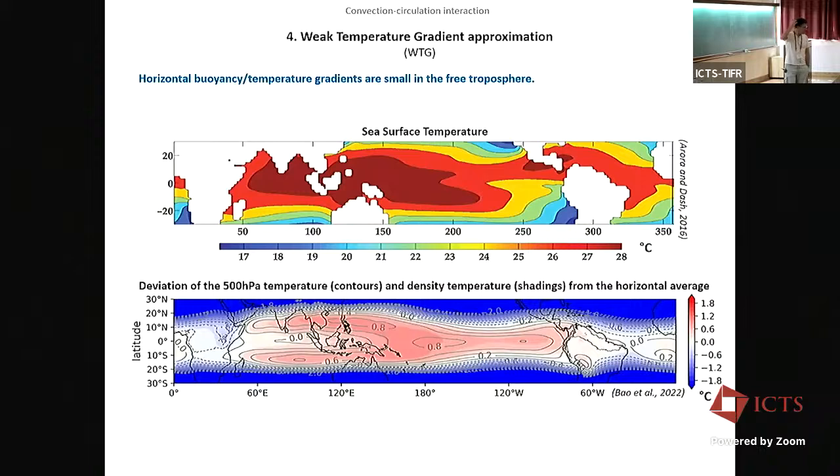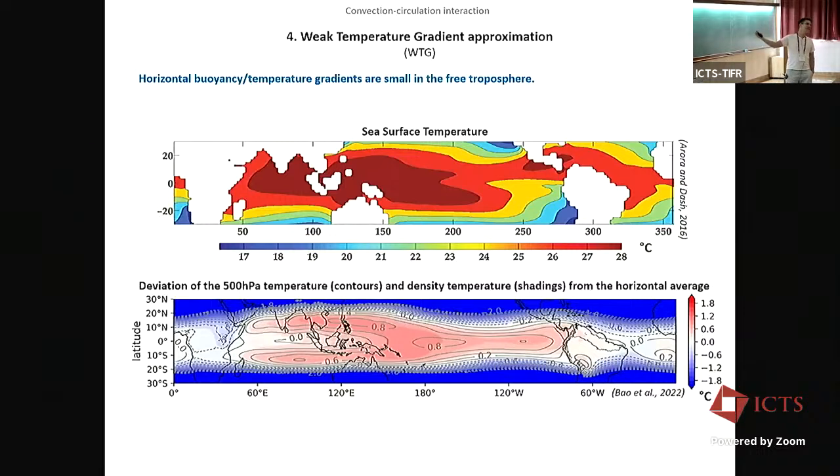The last one, I don't know how I'm doing with time, but I think we're fine, right? Is the weak temperature gradient approximation. So it comes from the idea that the free tropospheric gradients of buoyancy and temperature are small. And when I say small, it doesn't mean zero. And Vishal authored the work that aimed to show that it's not zero. We have to be careful about really neglecting them completely. But I'm going to take that figure to justify that they are weak anyway.